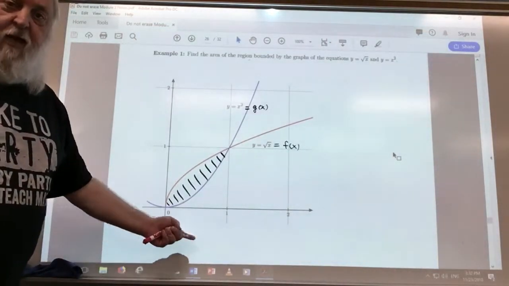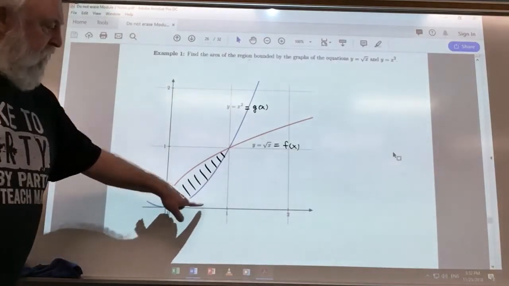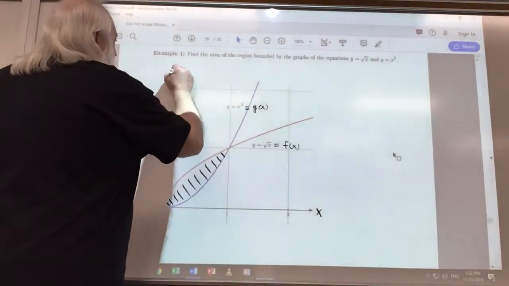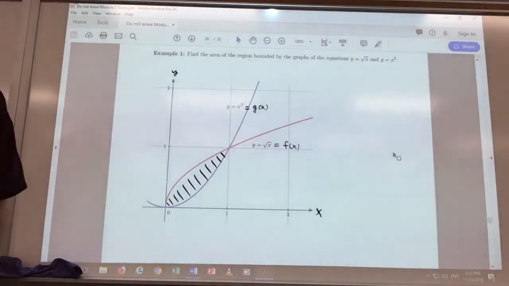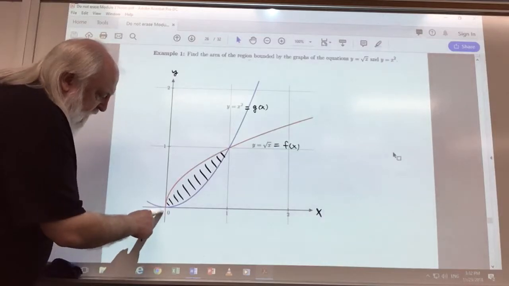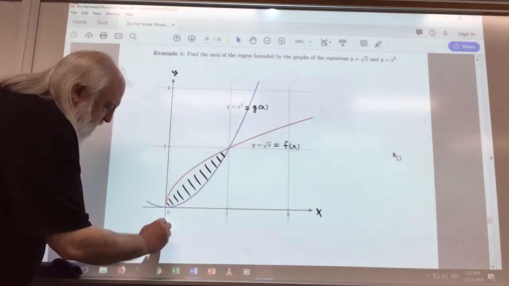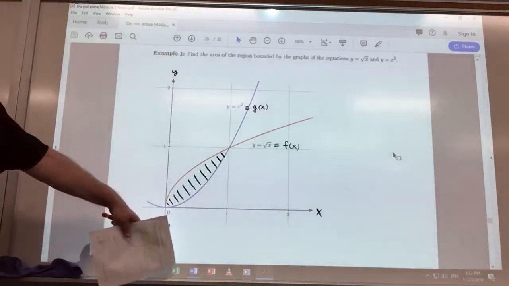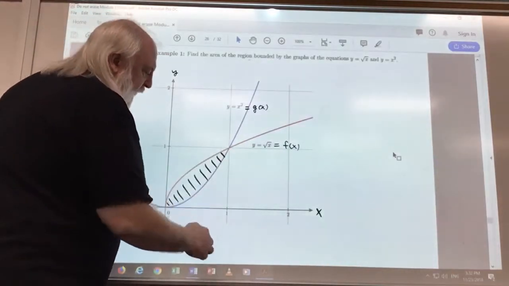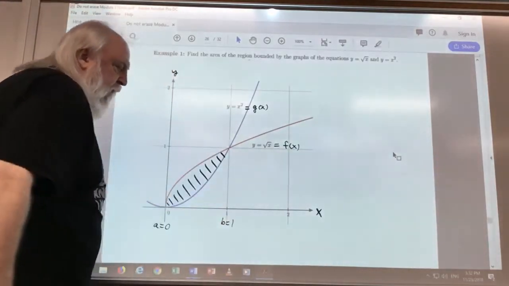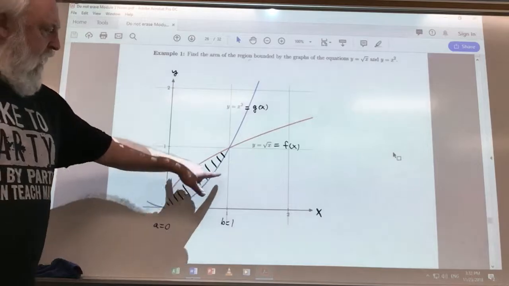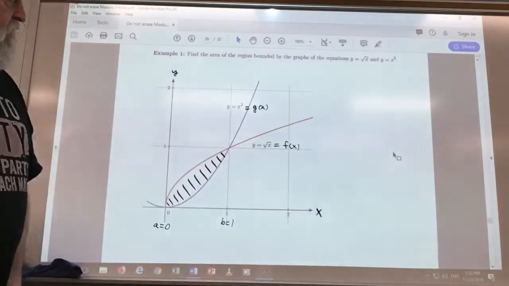What x equals a is and what x equals b is are where the two functions cross each other. Remember, this is the x-axis, this is the y-axis. By visual inspection, you can see that the two functions cross each other here at x equals 0. So a equals 0. And then the two functions cross each other again here at x equals 1. And so b equals 1 in this case.